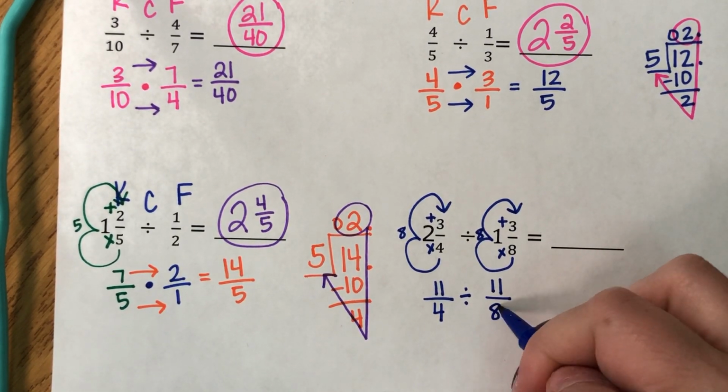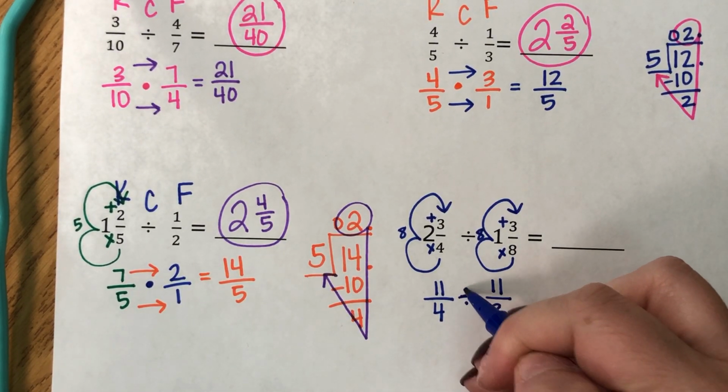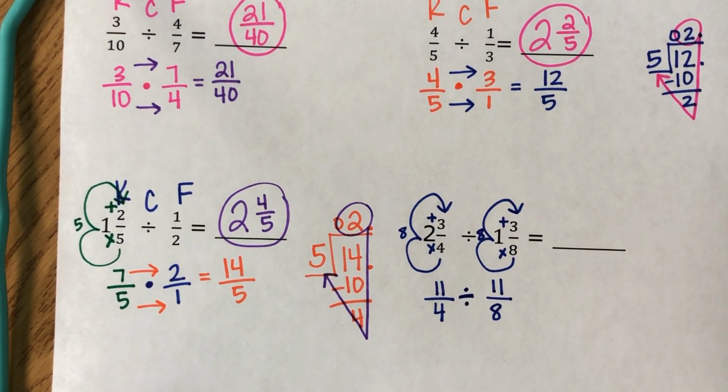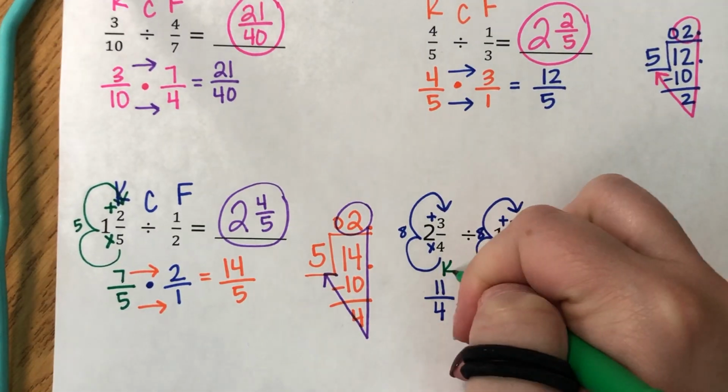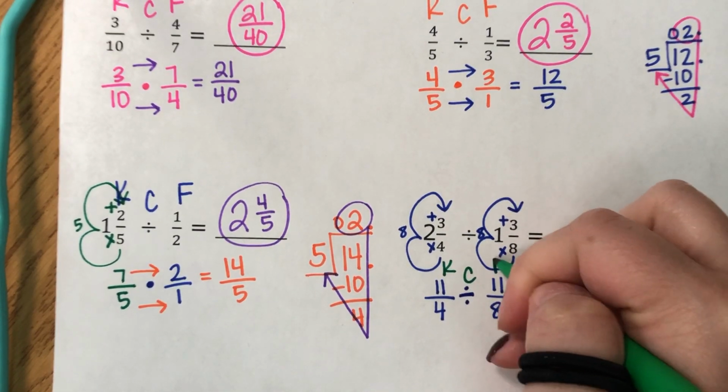On this side we have 8 times 1 is 8, and 8 plus 3 is 11, and over 8. Now notice I haven't done my division rule yet. I haven't kept it, changed it, or flipped it. Okay, so I'm gonna do that now. So I'm gonna go on top and write my KCF. Okay, now that they're in standard fraction form, keep it, change it, flip it.